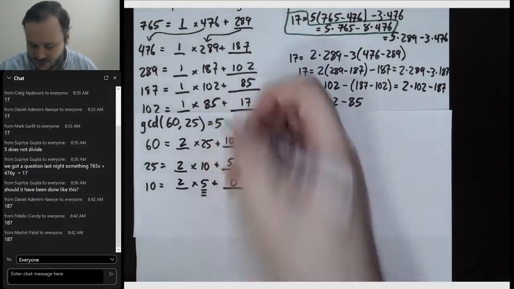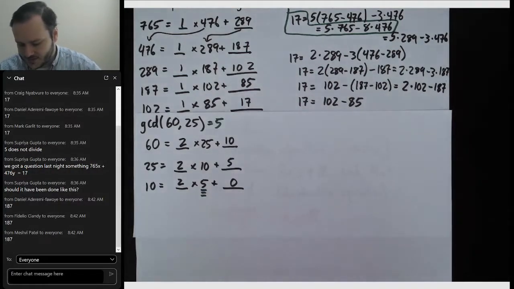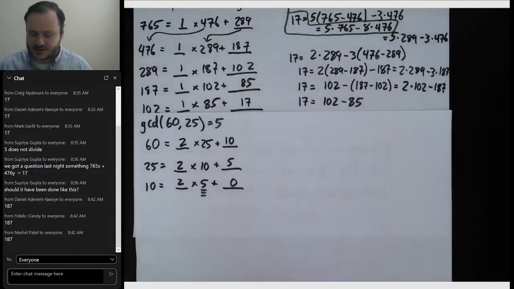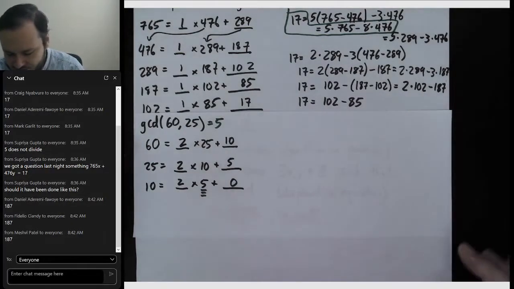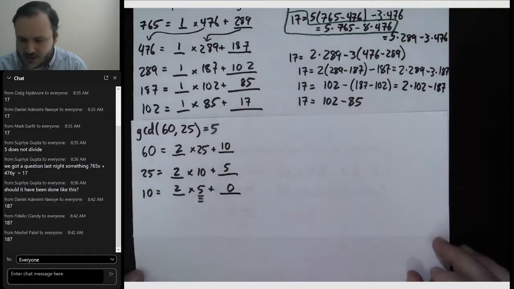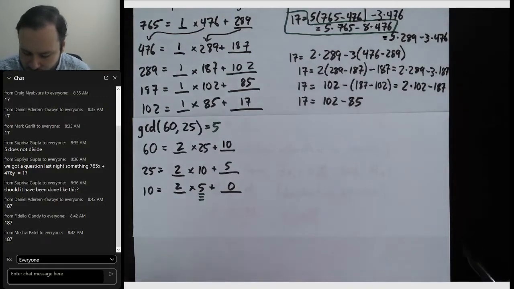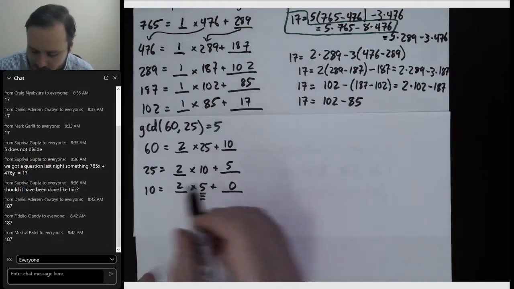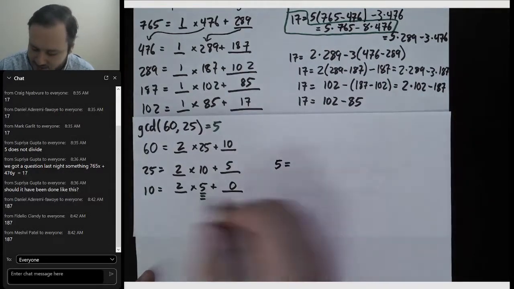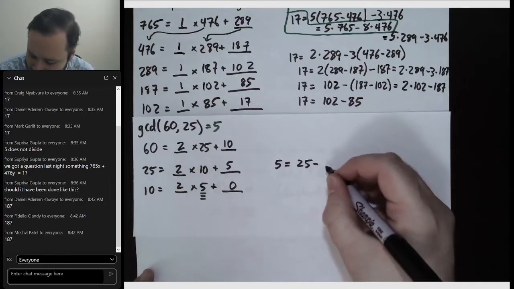The GCD is 5. We can happily stop there. But now I want to find a combination of 60 and 25 that adds up to 5. So I'm going to do my Bézout's lemma, my Euclidean algorithm in reverse. Skip the last step. This step tells me how to write 5: 5 is 25 minus 2 times 10.